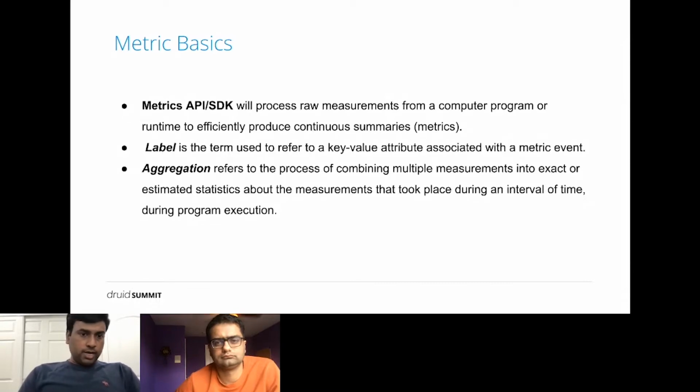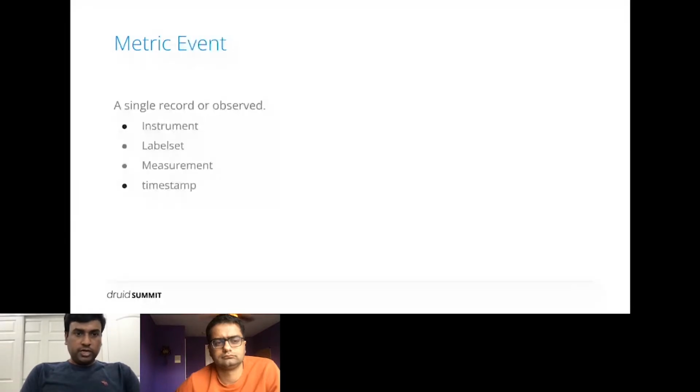Resource, as I said, a metric represents a value, and a resource is the context which can be associated with all the metric values. So it's like service name, service instance, environment, or service version. A metric event from OpenTelemetry will include the instrument, the list of labels, the measurement applied, and the time for which the metric has been reported.